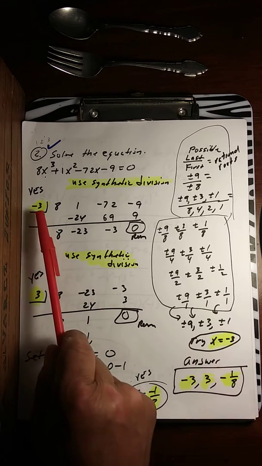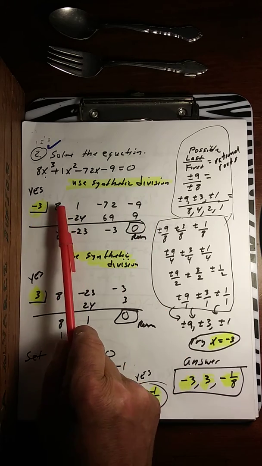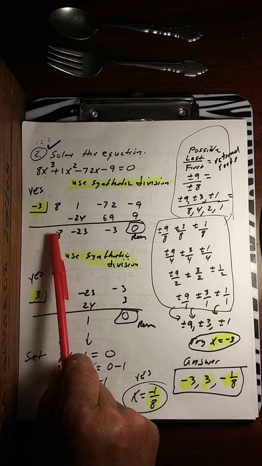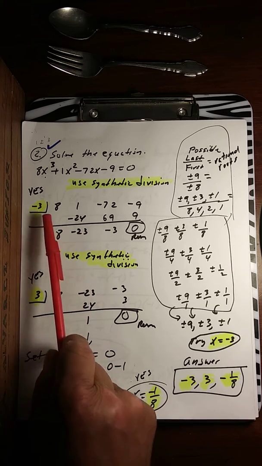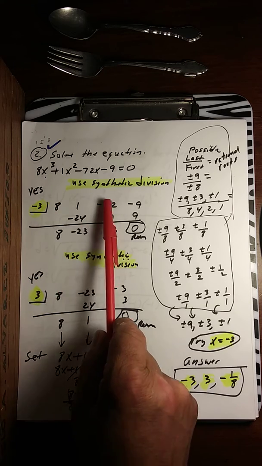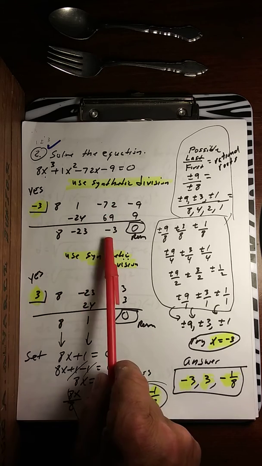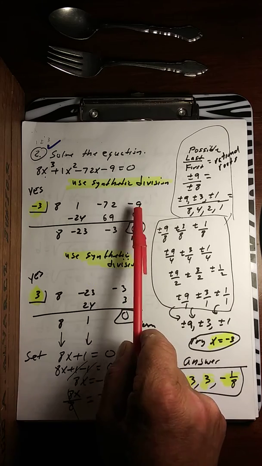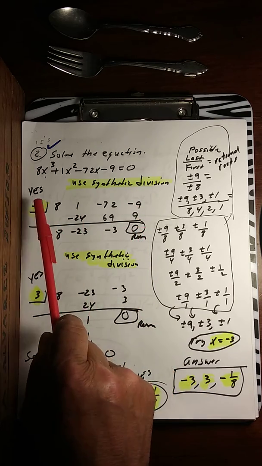negative 3. Put negative 3 here, you're going to do synthetic division. So 8 comes down. That turns out negative 24. 1 minus that, negative 23. That turns 69. Negative 72 plus 69 is negative 3. That turns out to be a positive 9. Negative 9 plus 9 is 0, remainder. So yes, that's an answer.